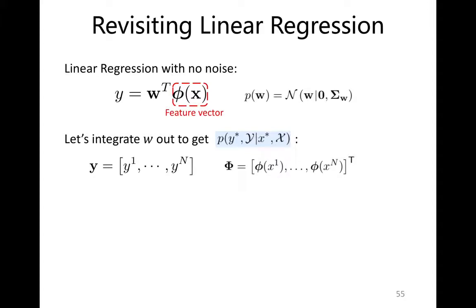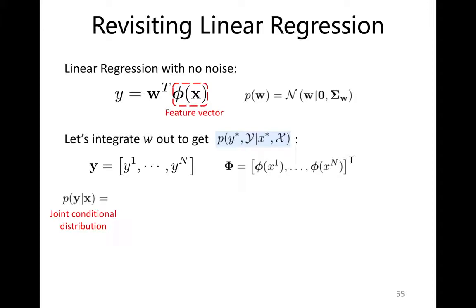To do that, I'm going to introduce some notation. Let's say that whenever I use bold y, I'm talking about all of my training sets from y1 to yn. And when I'm talking about the bold phi, I'm talking about the matrix of all of these features of x1 through xn. Is the notation clear? Okay. So I'm going to plug that in and compute this joint conditional between all of the y's and all of the x's.